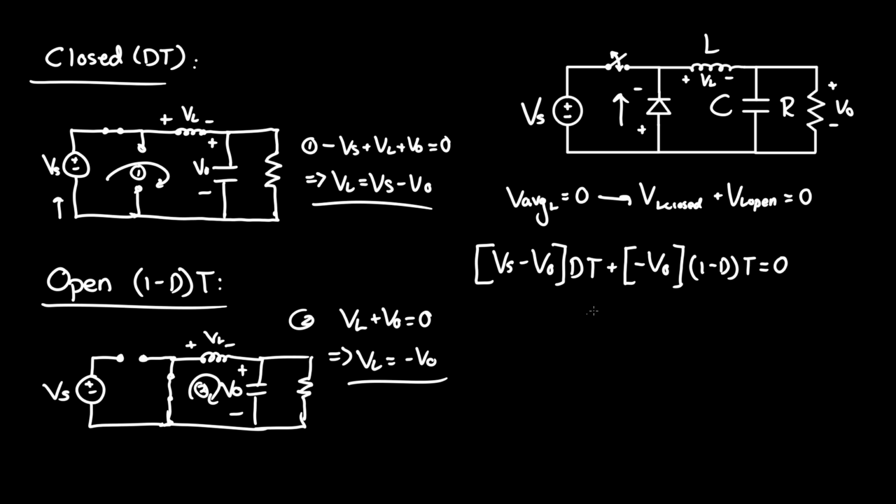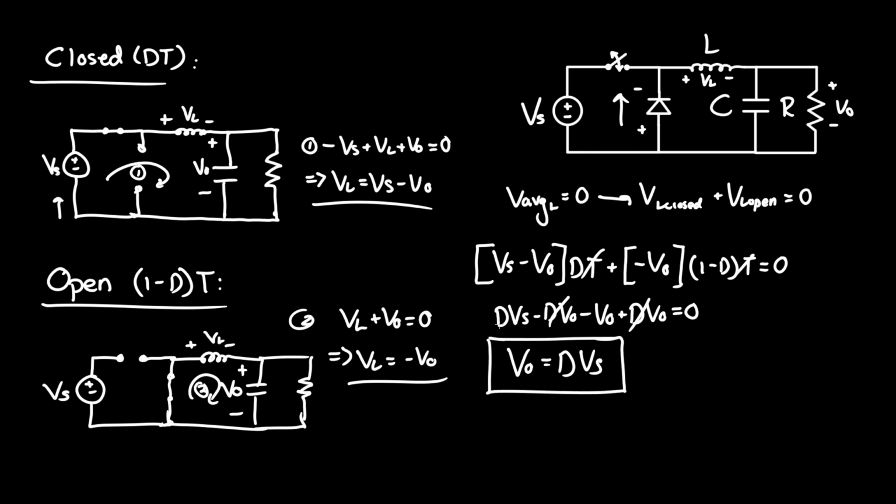equals 0. We can actually cancel T out, which would show that the output and input voltages aren't technically related on only the period. Rather, we can see that it's mostly dependent on the duty cycle. So distributing, we get DVS minus DVO minus VO, and we have a negative VO times negative D, which would become plus DVO equals 0. And you can see these two cancel, and moving VO to the right side, you get VO equals DVS, which, as you know, is the correct equation for a buck converter.